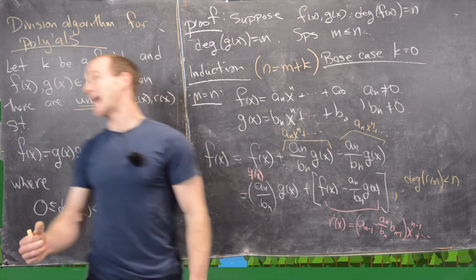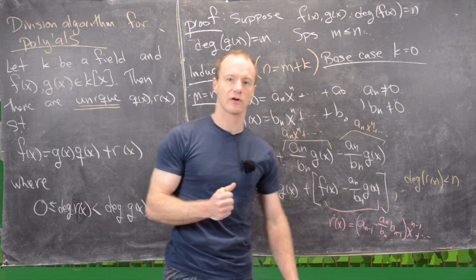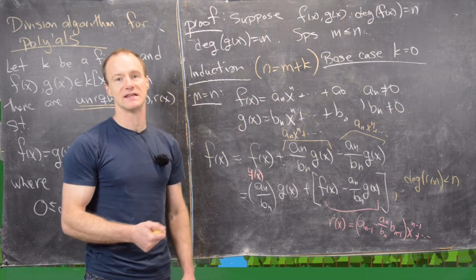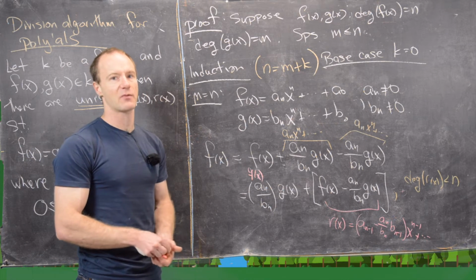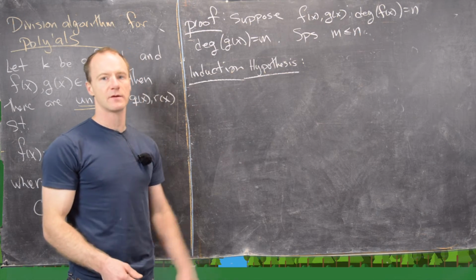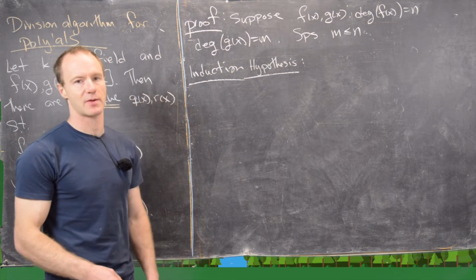So that means we've established this division algorithm in the base case. In other words, in the case when k is equal to 0. Okay, I'll clean up the board and then we'll move on to the next part. Okay, we've done our base case. Now we're ready to make our induction hypothesis.